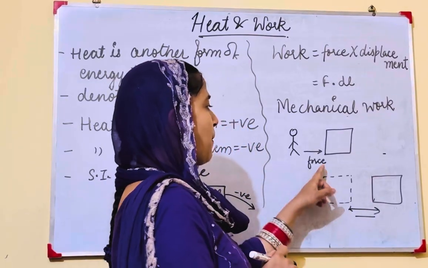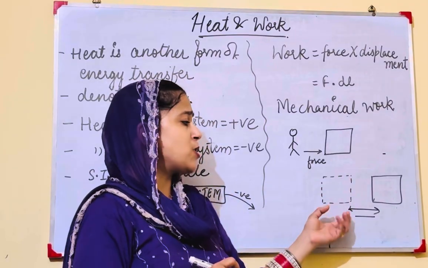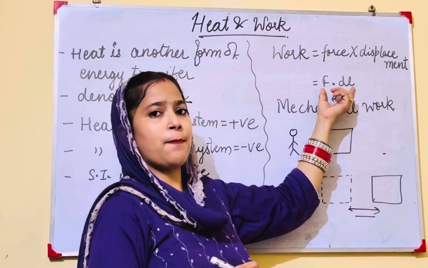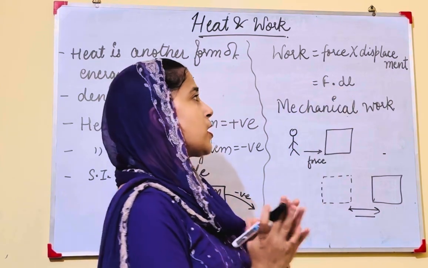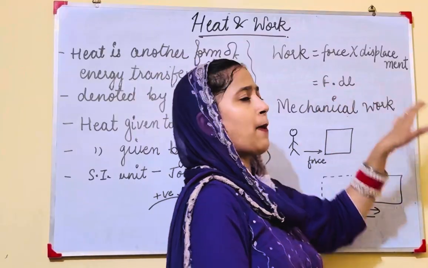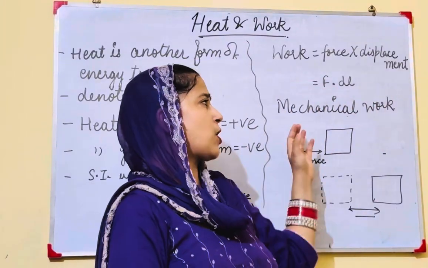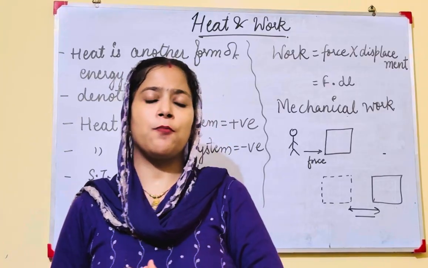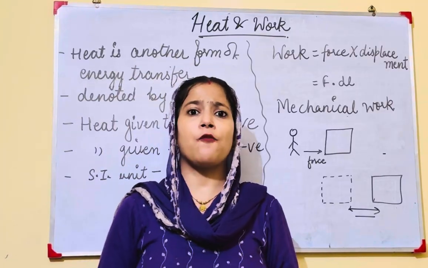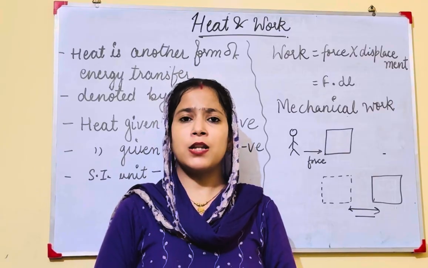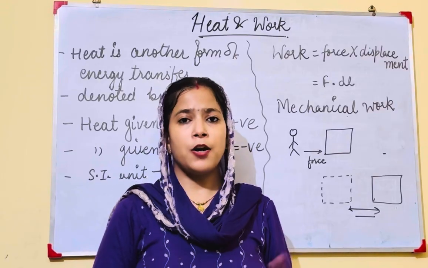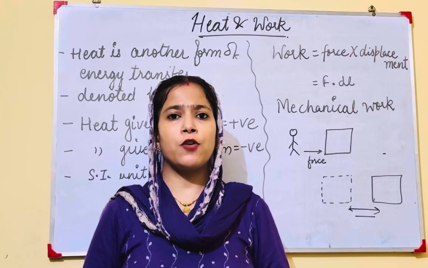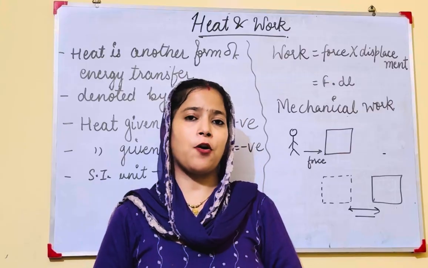This means when we apply force on an object, that object gets displaced, and the work done is known as force multiplied by displacement. So work done is equal to force multiplied by displacement. This is generally mechanical work. In thermodynamics, we will basically deal with pressure-volume work, like work of expansion or work of compression. This basically deals with gases. Now we will derive an expression for work done, pressure-volume work, or work of expansion or compression.